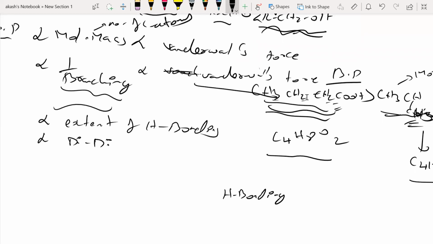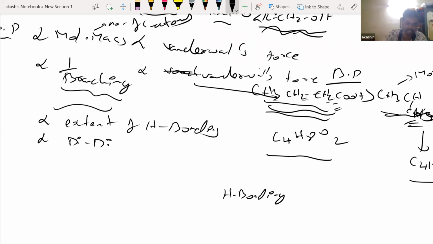Hydrogen should be bonded to an electronegative atom, like oxygen, fluorine, and nitrogen. Okay, that is one criterion. Can you just tell me the elements again? Oxygen, nitrogen, and fluorine. Okay, right.